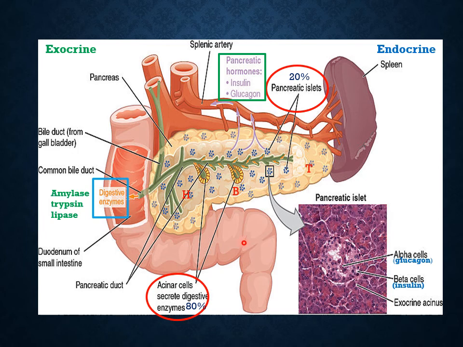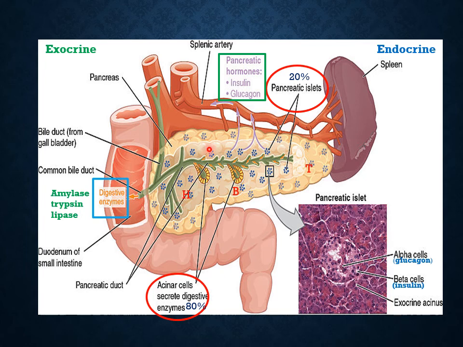Okay, this slide shows a diagram of a pancreas. This yellow structure here is the pancreas, which consists of a head, body and tail. As you all know, the pancreas is a retroperitoneal organ where the head nicely sits into the C shape of the second part of the duodenum.